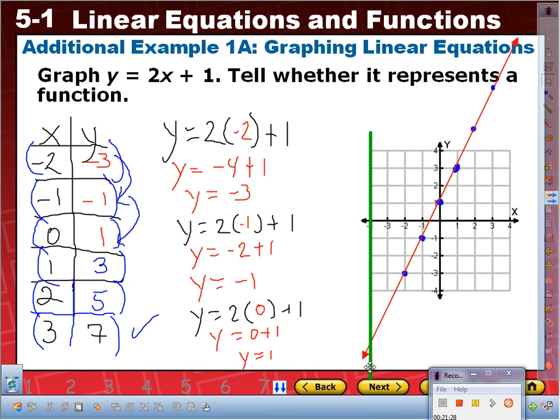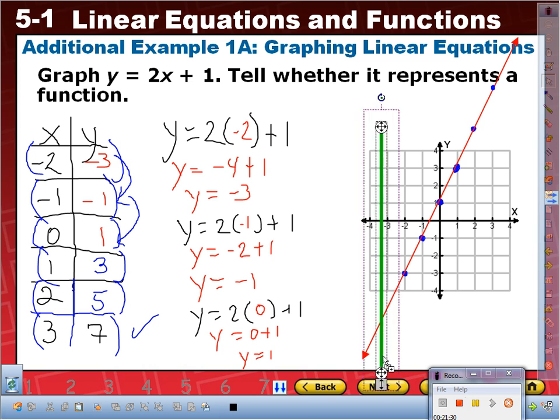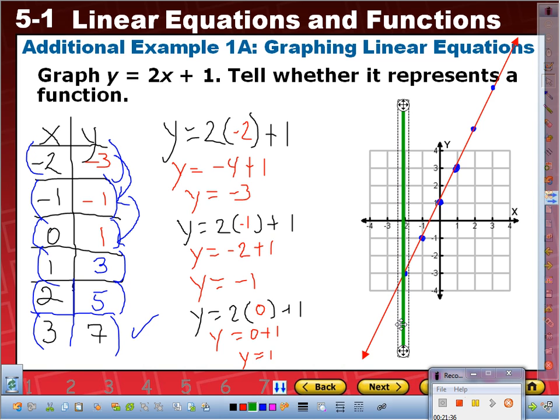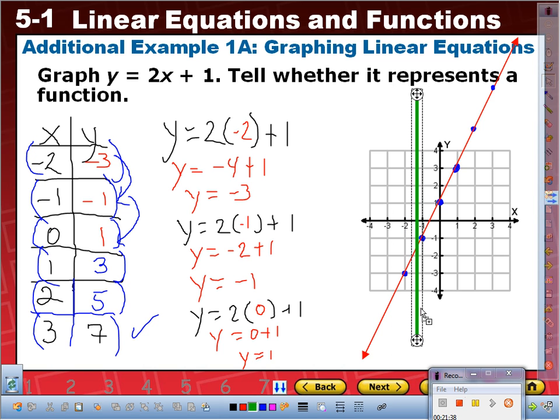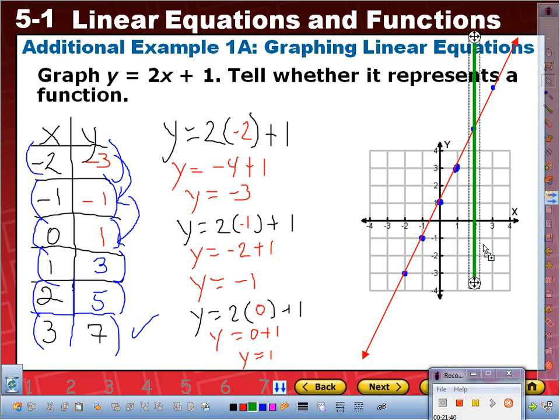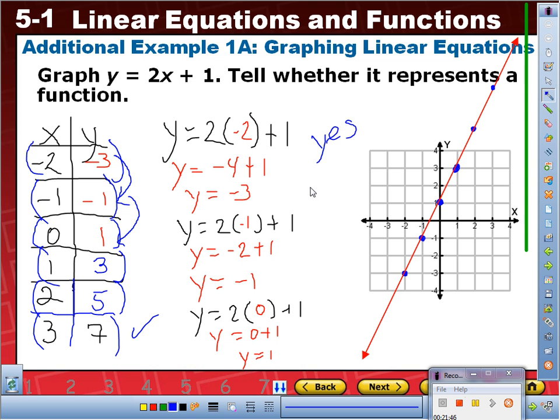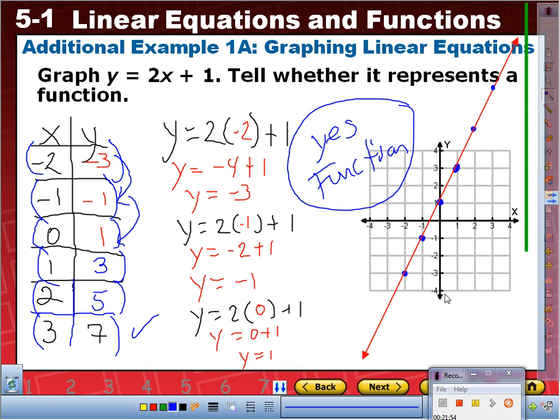Let's see. Yep, 1 point. Yep, 1 point. Yep, every step of the way is a point. So if I go all the way through, it only touches 1 point all the way through. Therefore, this one you're going to say, yes, function. Okay? Yes, function.